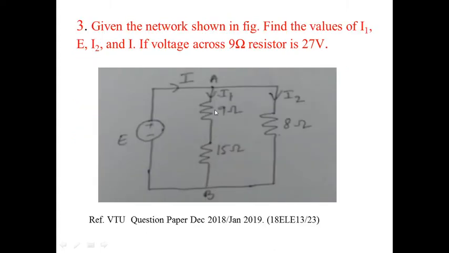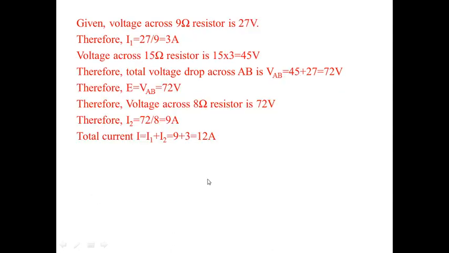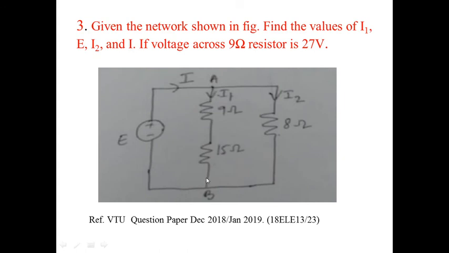Since these two resistances are connected in series, the sum of the voltage drops on the 9 ohm resistance and the 15 ohm resistance will be the total voltage drop across AB. Therefore, the total voltage drop across AB is VAB equal to 45 plus 27, that is 72 volts. So this 72 volts is the same as the voltage across E.